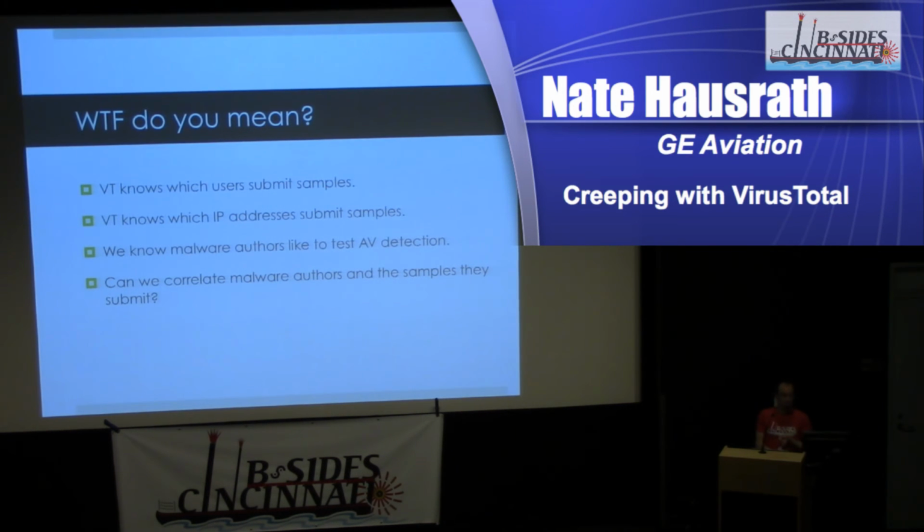VirusTotal knows which users submit samples, right? They know which users do that. They know which IP addresses the samples are coming from. Never mind Tor and things like that. Yes, that happens. It's not perfect. We know that malware authors like to test for AV detection. They want to make sure that they're going to bypass whatever antivirus you have on your network if they're targeting you. So is there a way that we can correlate the samples and the submitters, right?